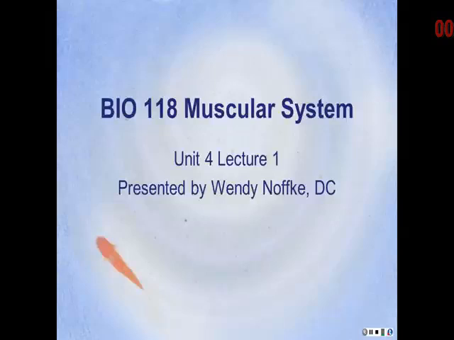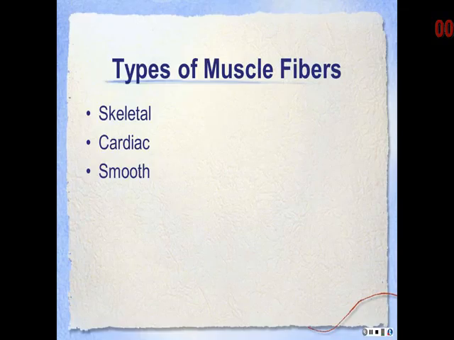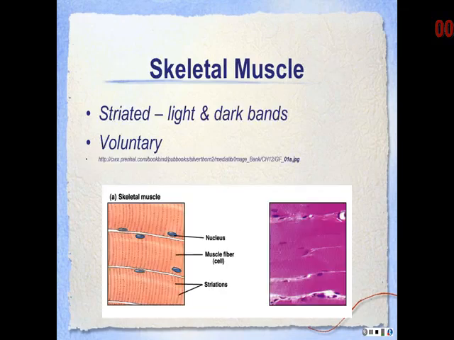Muscular system. We have three types of muscle fibers: skeletal, cardiac, and smooth muscle.